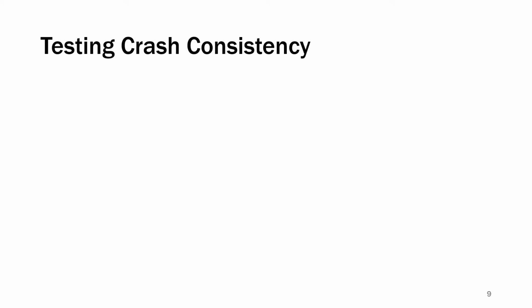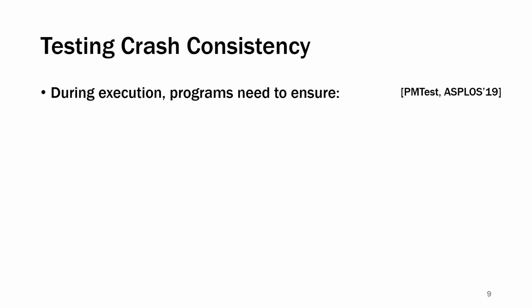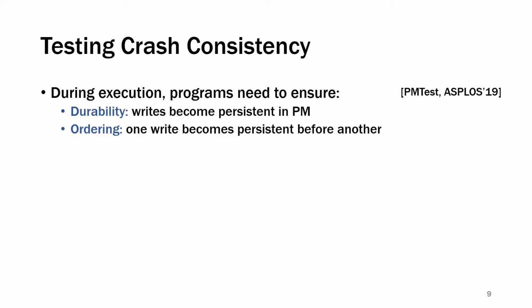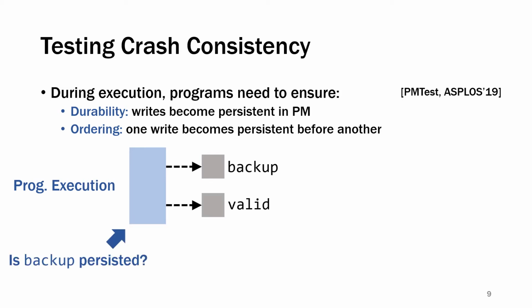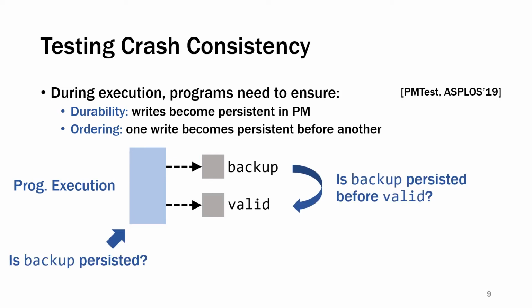As programming for persistent memory is hard, we need testing tools. Our previous work, PMTest, has provided testing for persistent memory by checking the 2 fundamental guarantees. First is the durability guarantee, that writes become persistent in memory, and second is the ordering guarantee, that is, one write becomes persistent before another. In the previous example, programs can assert whether the backup has been persisted and whether the backup is persisted before the valid.